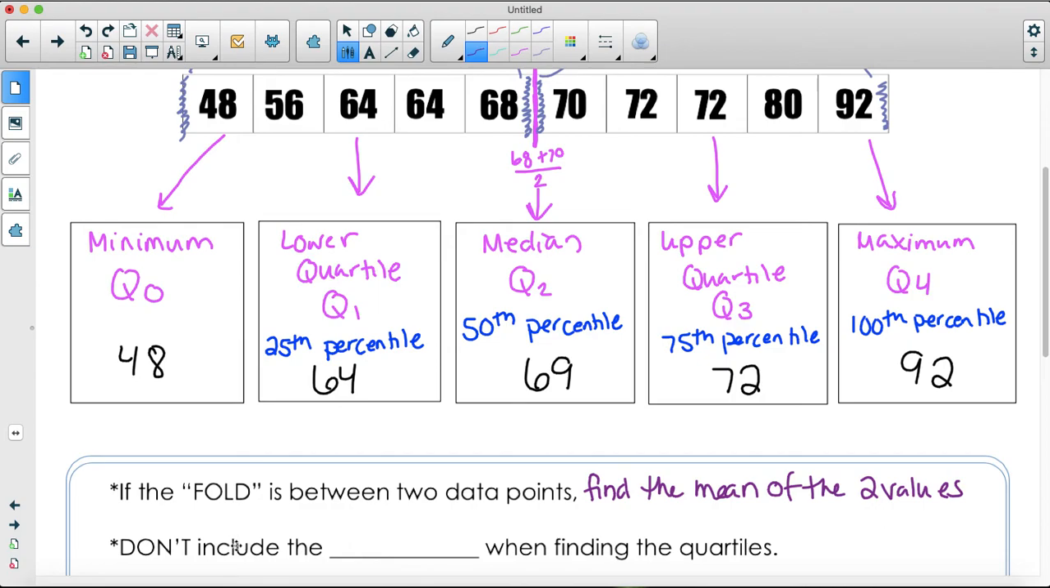So when this happens, we never actually include the actual median. So don't include the median when finding the quartiles. If you notice, I went to the left of this pink line to find my lower quartile, and I went to the right of the pink line to find my upper quartile. Even if I had found an exact value for my median, I still would have gone to the left of the median and to the right of the median. I will not use my median to find my upper and lower quartiles.